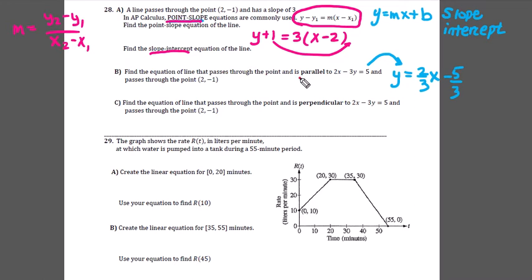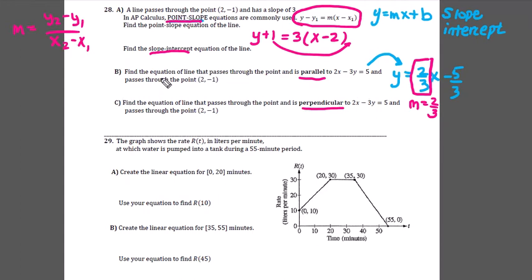Alright, so then a reminder on parallel versus perpendicular. Parallel lines have the same slope. Perpendicular lines have opposite reciprocal slopes. So if you took this equation right here, solved it for y, so that you could take this slope of 2/3 out of it, that's kind of what we're doing. We're stealing this 2/3 and using it to build a different equation.